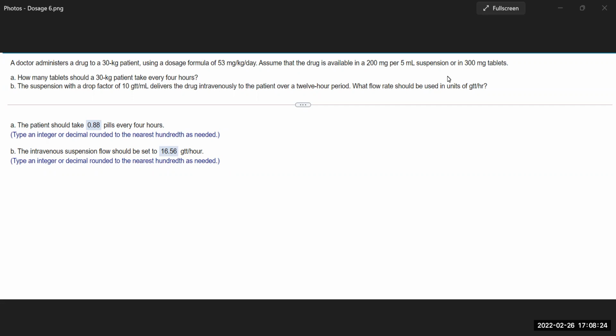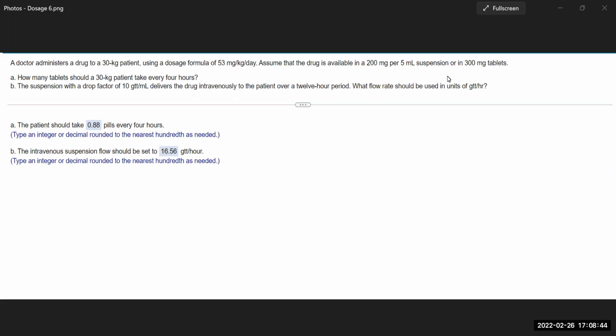For the first question, how many tablets should a 30 kg patient take every 4 hours? So that's the first question, okay? Now the second is the suspension with a drop factor of 10 GTT.